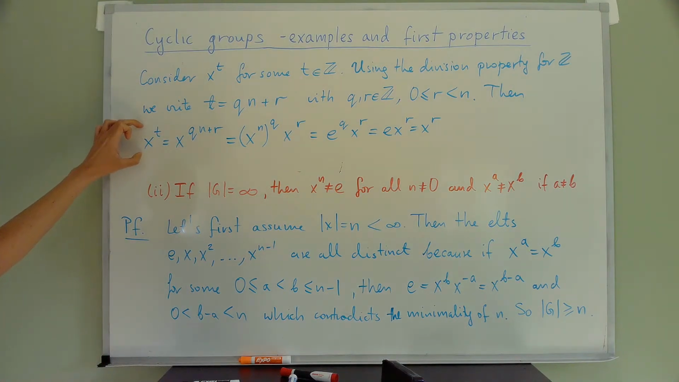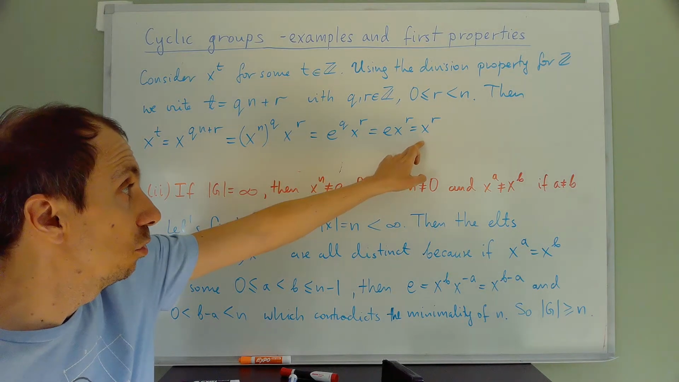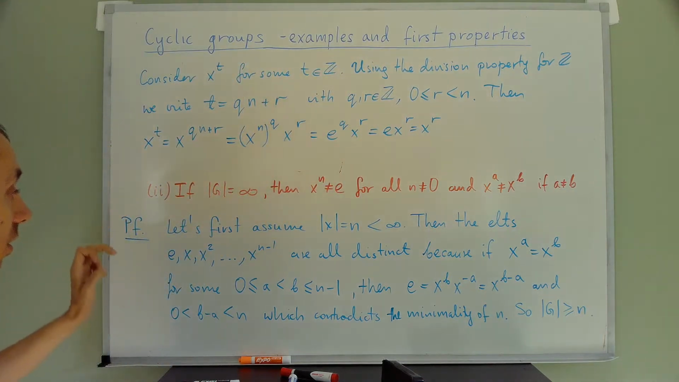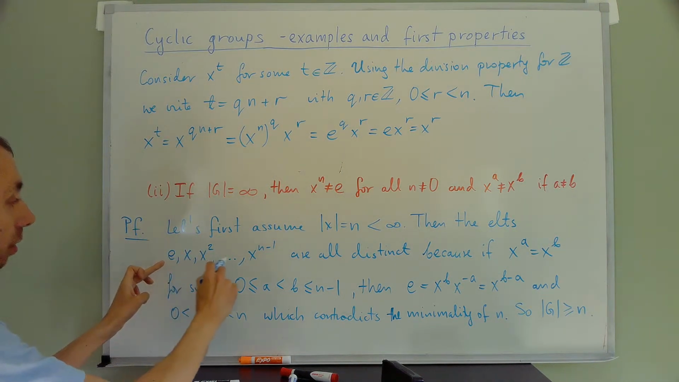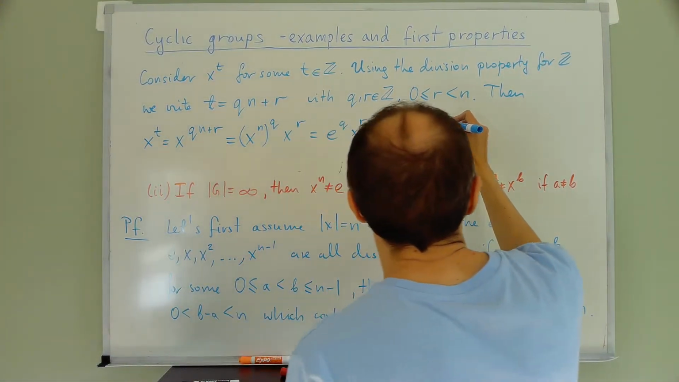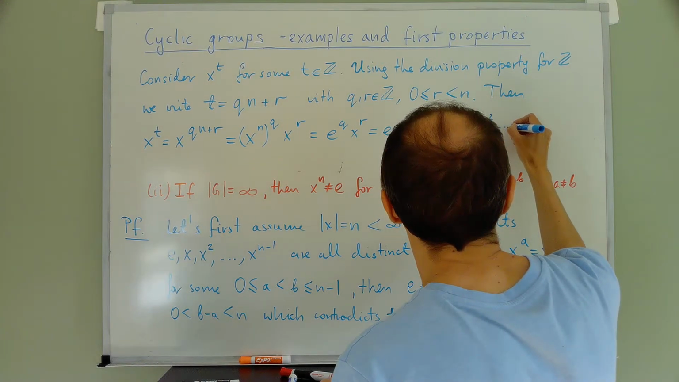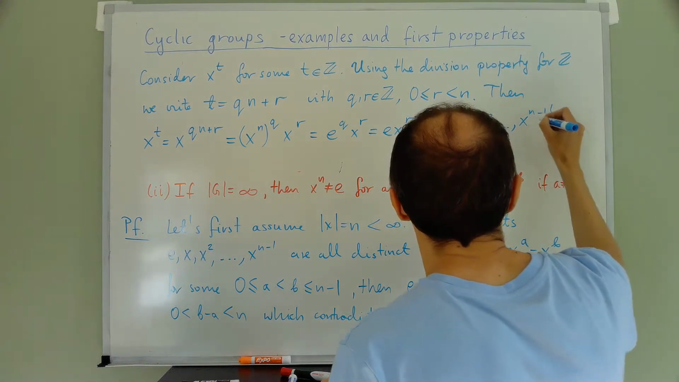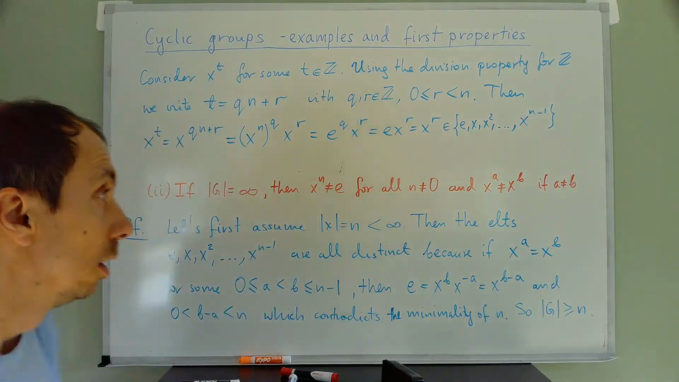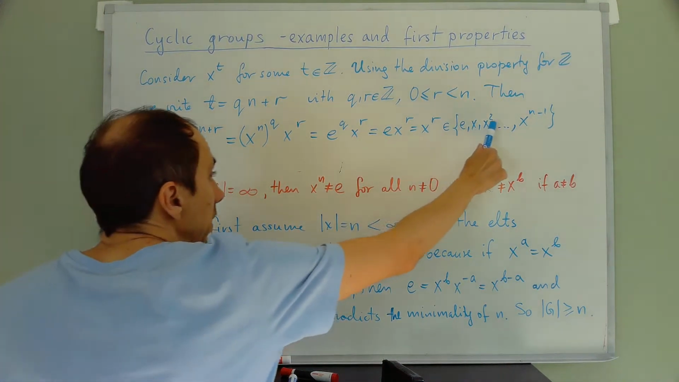Okay, so x to an arbitrary integer gave me x to the r, where r is between 0 and n. So that means that thing is one of those. So it belongs to the set e, x, x squared, up to x to the n minus 1. I don't know which one it is. It depends on the remainder r, but it's just one of those. So every power of x is one of these elements here.